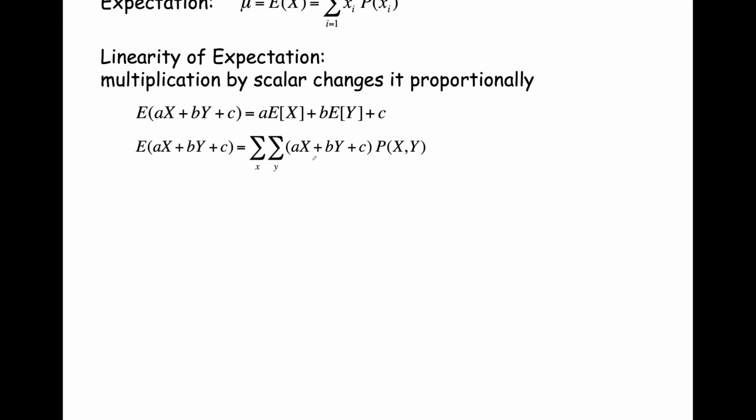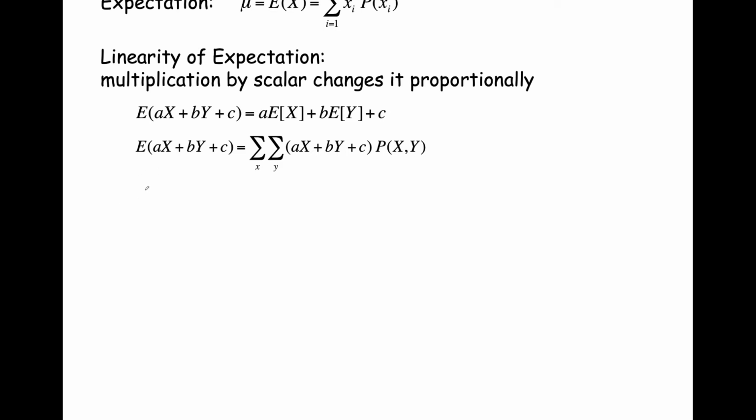So let's take a look at this expression. We substitute what expectation means, and in this particular example, we have two random variables x and y, and we're transforming them with a function that multiplies x's value by a, y's by b, and takes that sum and adds c to it. So let's look at this expectation.